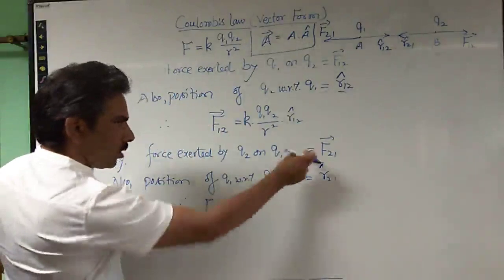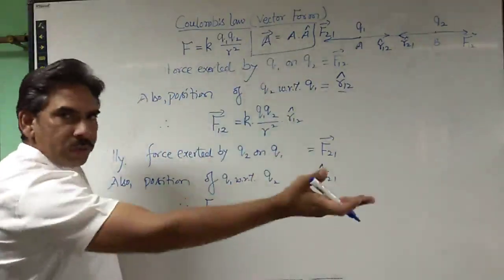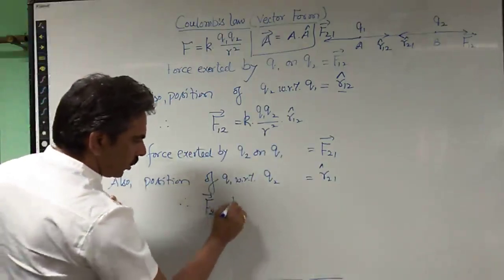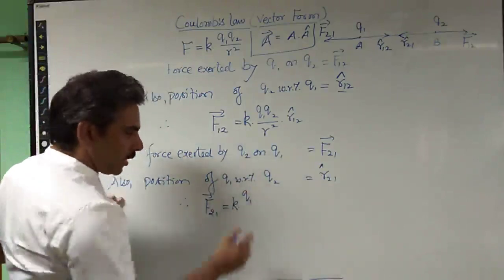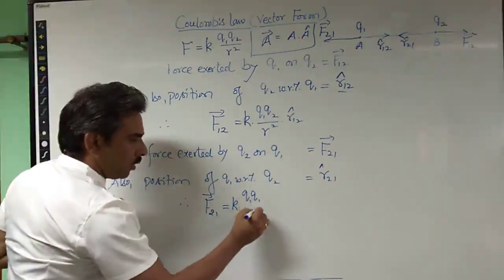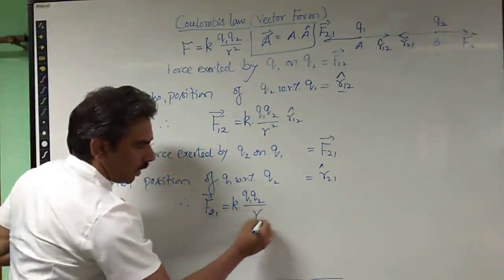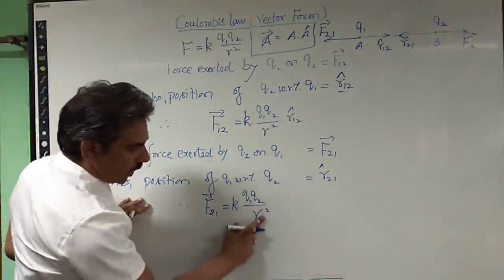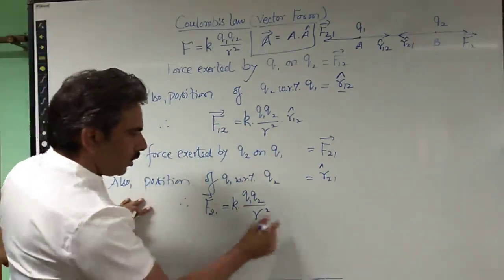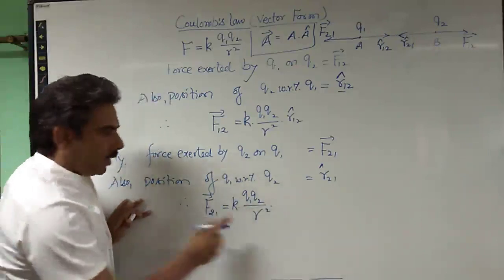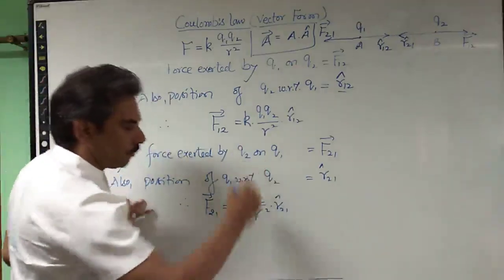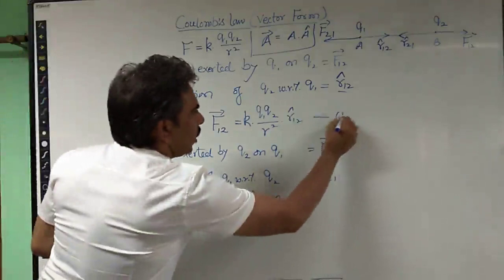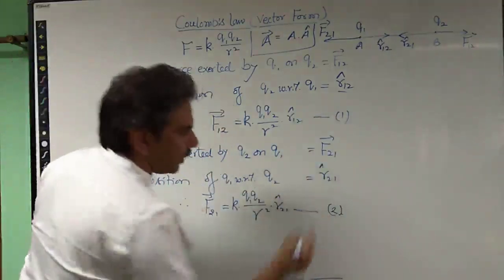Therefore the electrostatic force in vector form due to charge Q2 on Q1 can be written as F21 vector, which is equal to K into Q1 into Q2 divided by R square, because the separation is again the same. So either we write it as R21 square or simply R square, because it is the same distance, into what is the unit vector along this force? It is R21 cap. So this is how we represent Coulomb's law in its vector form.